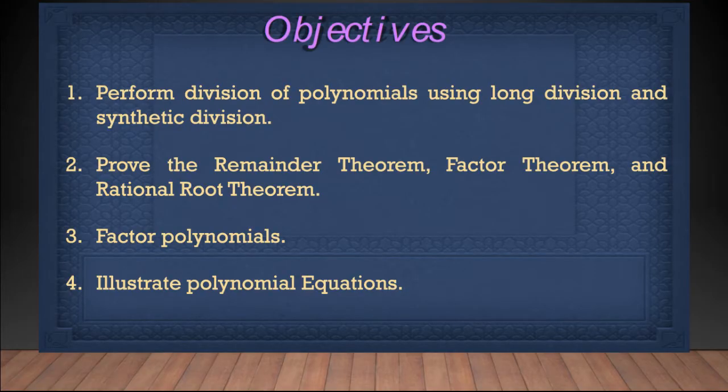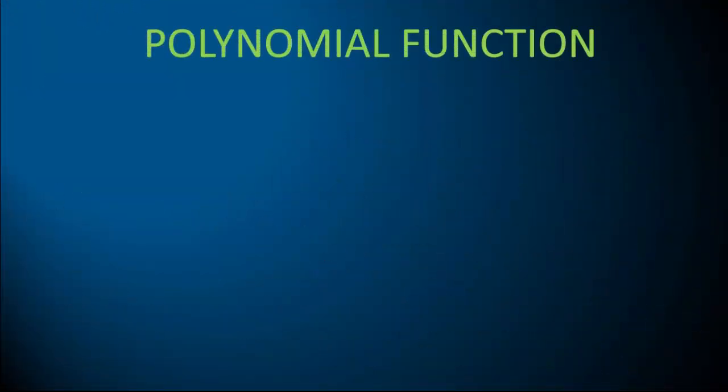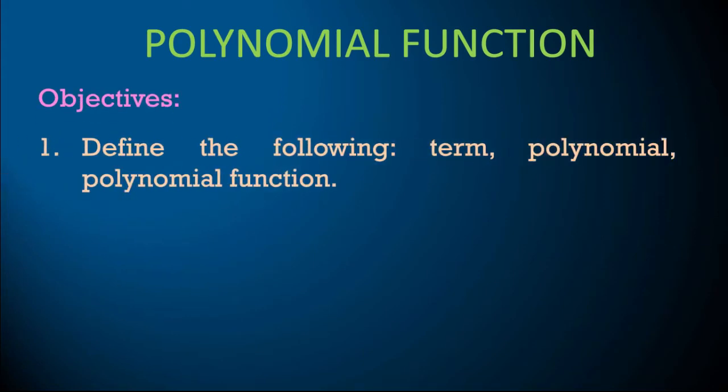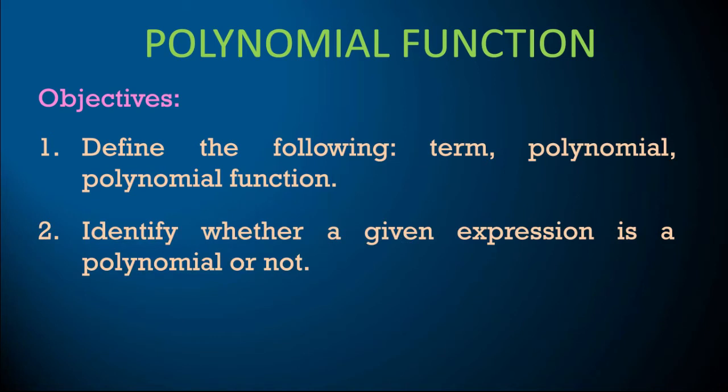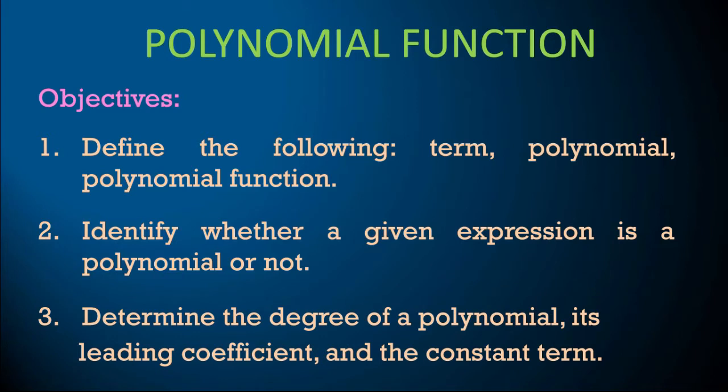Now let us first discuss polynomial function. And the objectives of this topic are: 1. Define the following terms, polynomial and polynomial function. 2. Identify whether a given expression is a polynomial or not. 3. Determine the degree of a polynomial, its leading coefficient, and the constant term.